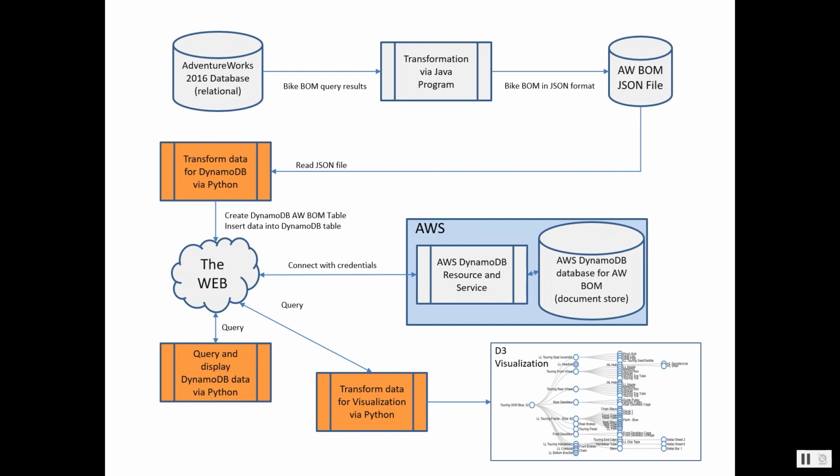So this gives you a little picture of the process. We already had the AdventureWorks database, a relational database. I've actually provided for you the Java program that builds the bill of materials JSON file. So in case you're interested in seeing how I did that, you can try it yourself. Of course, you have to have a connection to AdventureWorks, and you can run it, and there's a query.